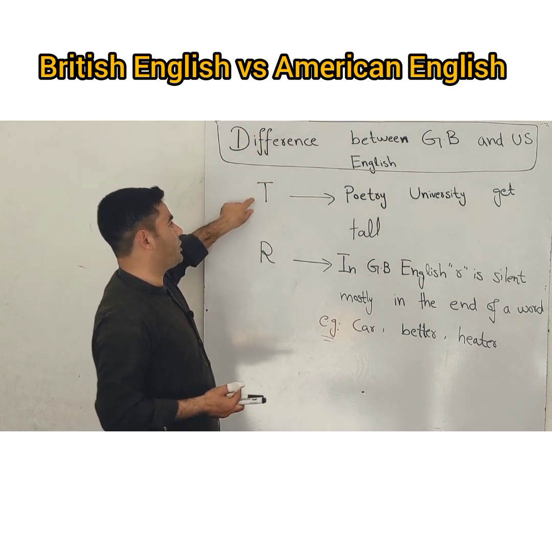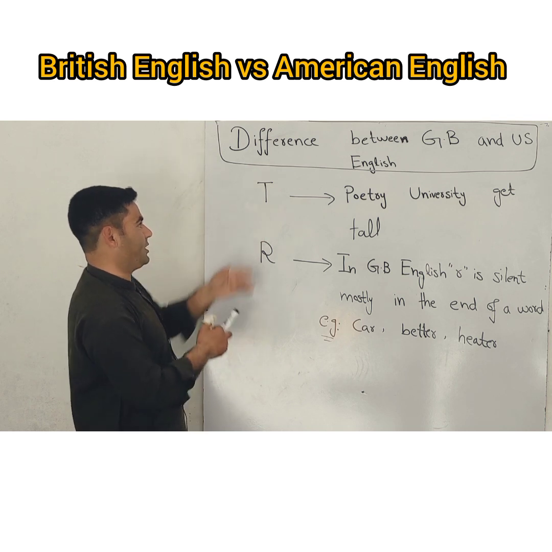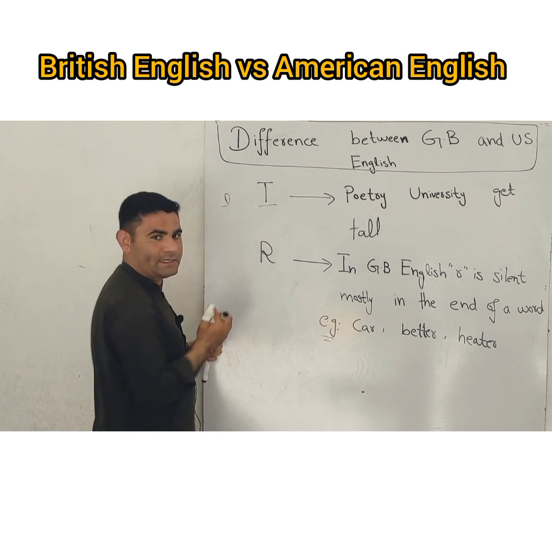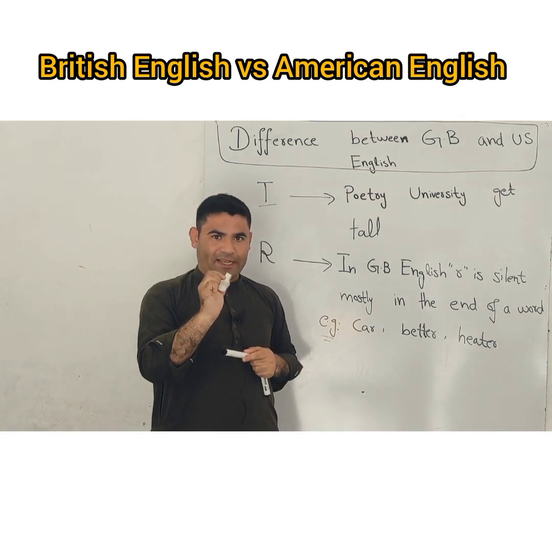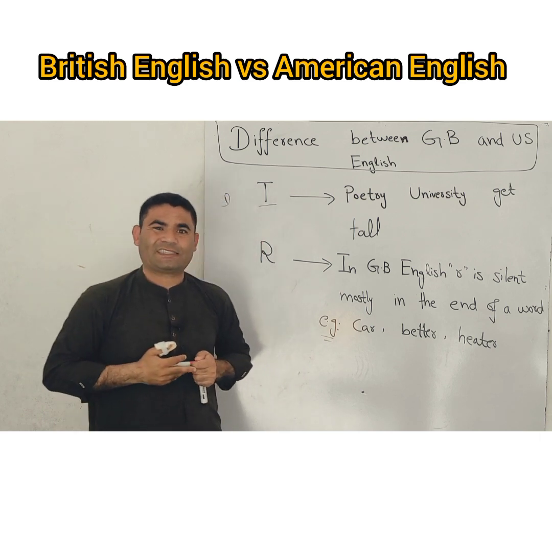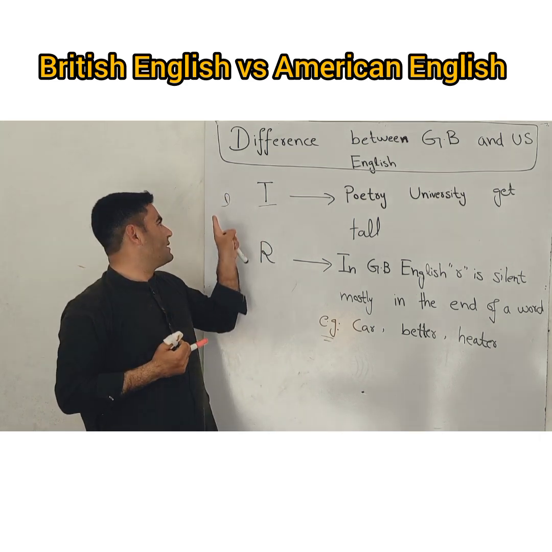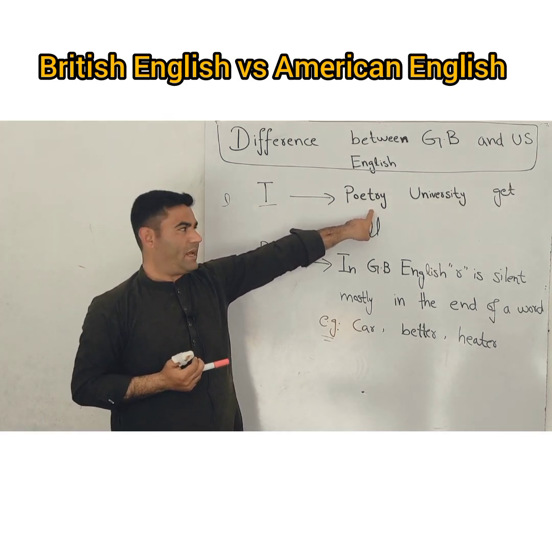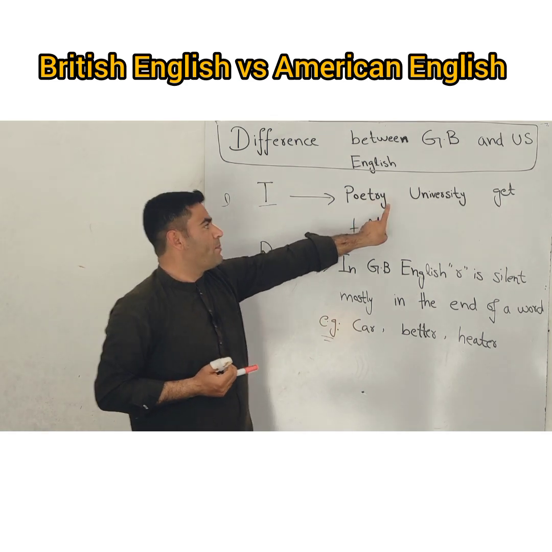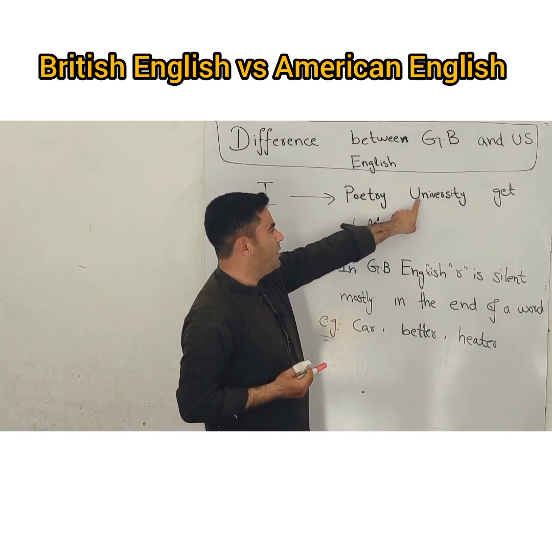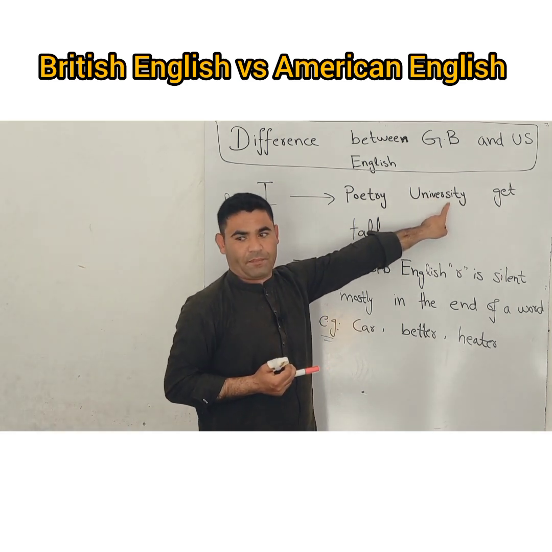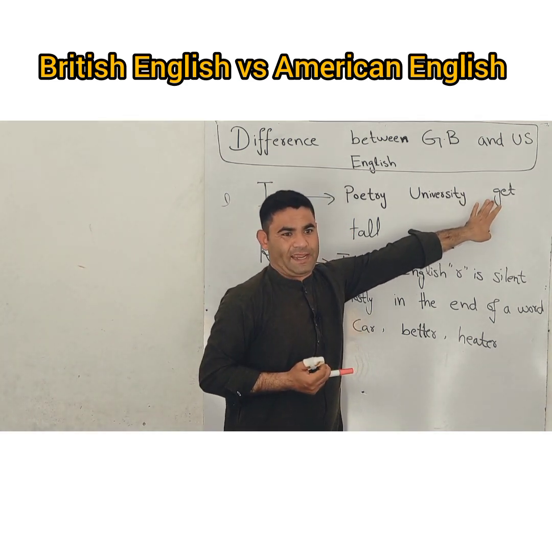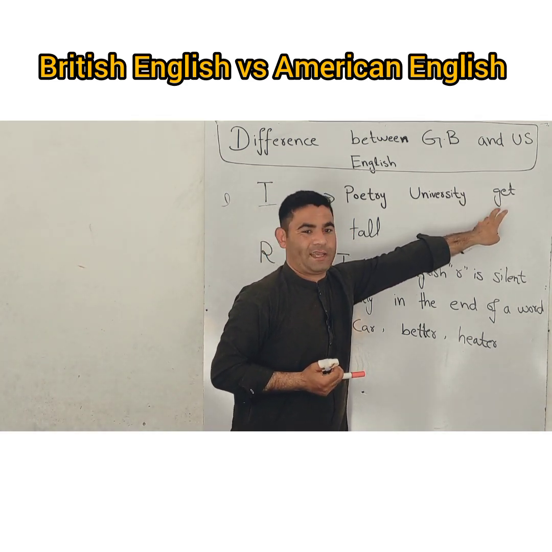The sound of T in American English. In American English, T is a soft D. Like British will say poetry with a T, but Americans say it with a soft D. British say university, and Americans say university with a soft D. Get: British say get, Americans pronounce it get.